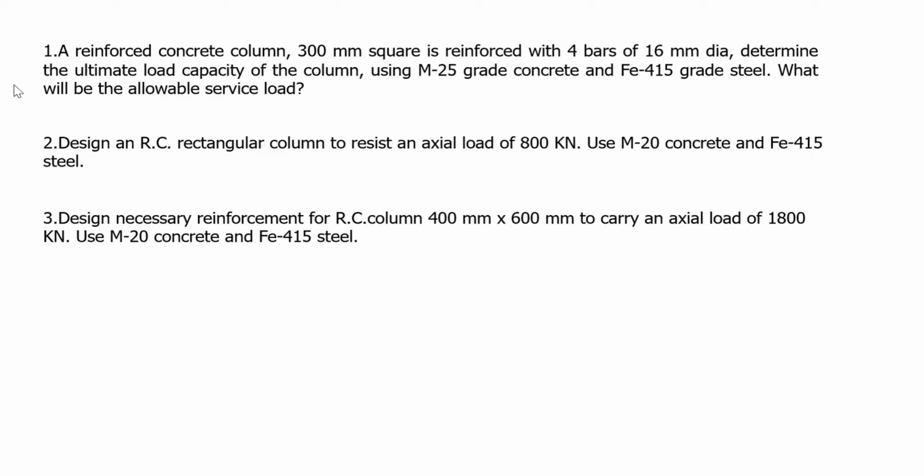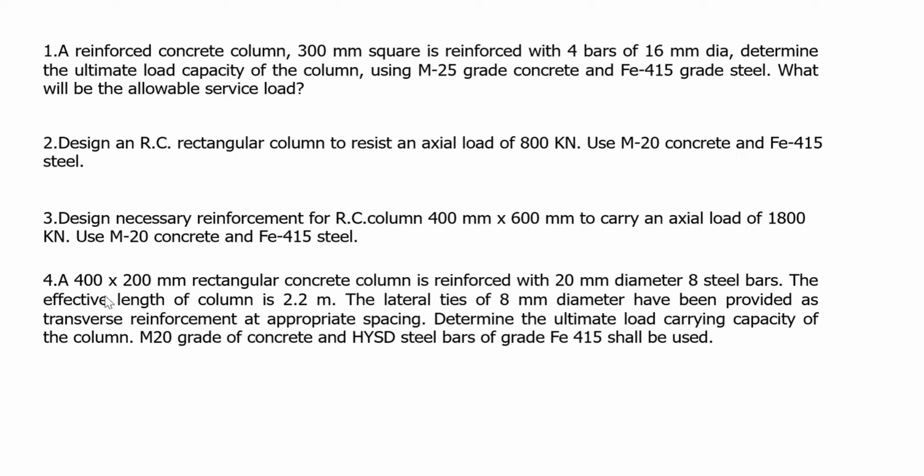And the next one, design necessary reinforcement for an RC column 400 mm by 600 mm to carry an axial load of 1800 kilonewton. Use M20 concrete and Fe415 steel. This we had done. You can do it by yourself. The difference between question number 2 and 3, here in question number 2, you're not given the dimensions. So you can assume the dimension and you can start with the minimum area of steel. Here directly all the dimensions are given.